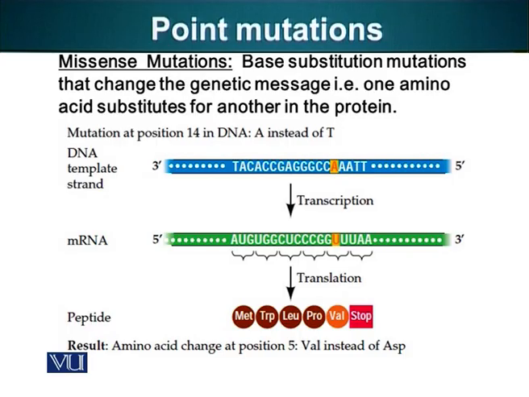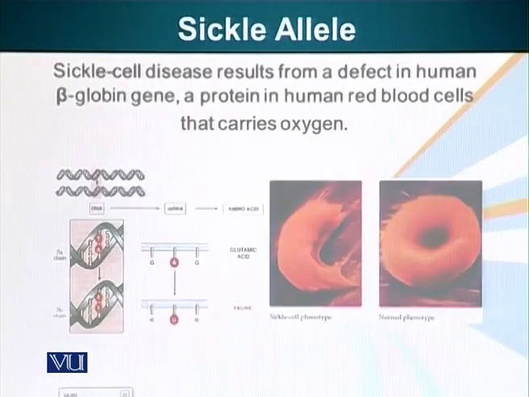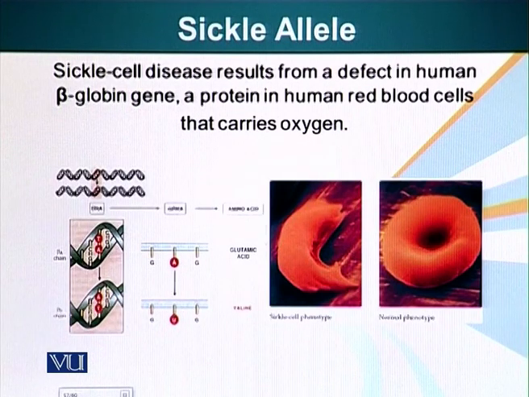Even a single nucleotide change can have drastic effects on the physiology of the cell and, of course, the organism which is hosting that particular change. So let's look at an example of this. Sickle cell anemia, in which the messenger RNA which is coding for a glutamic acid at a particular position is changed to valine.